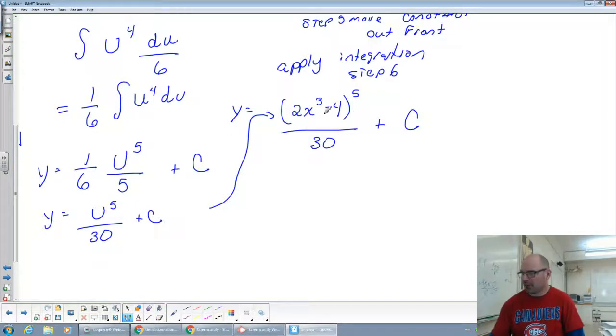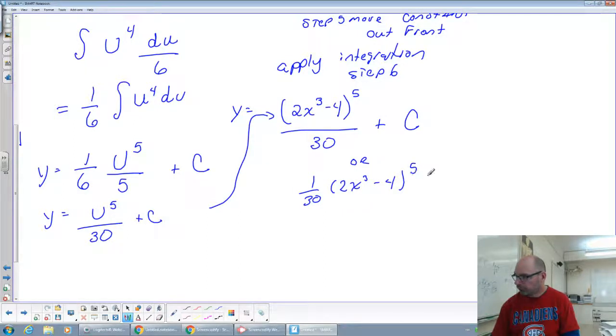Sometimes the book will write it as 1/30th times this number plus c. So sometimes if you're doing answers, they'll write it like this, like that, or like this. Both are the same answer, no different there.